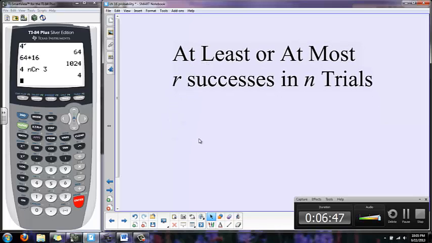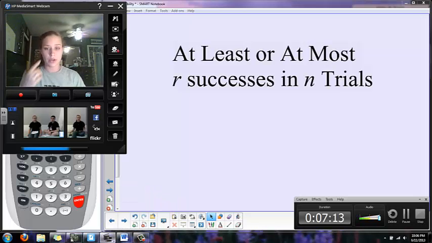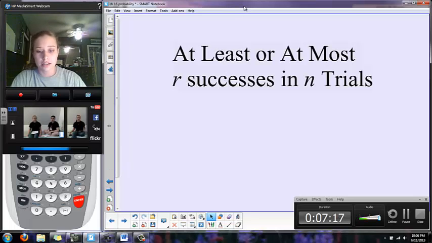So what I want to talk about is what we just did. We just figured out the probability of getting exactly a certain number of trials. Well, that's not the only kind of question that you're going to see. Sometimes you're going to see things worded where you have 4 kids and you want to find the probability of getting at least 3 girls or at most 4 boys. So I want to explain to you the difference between at least and at most, because a lot of people tend to get this confused.